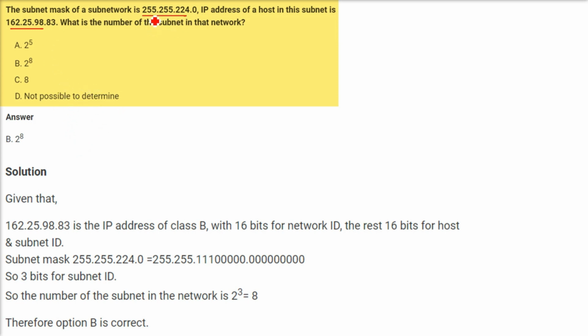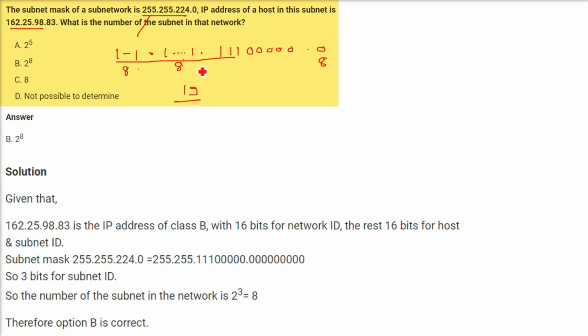From here it is very clear that this is a class B IP. How do you know it is class B? Because we know 1 to 127, 127 till 192, 192 till 223. So 255 is 8 ones, 255 again 8 ones, 224. We have 3 ones and 5 zeros. Last one is 8 zero bits. How many ones are there? 8 plus 8 plus 3. So 16 plus 3, 19.